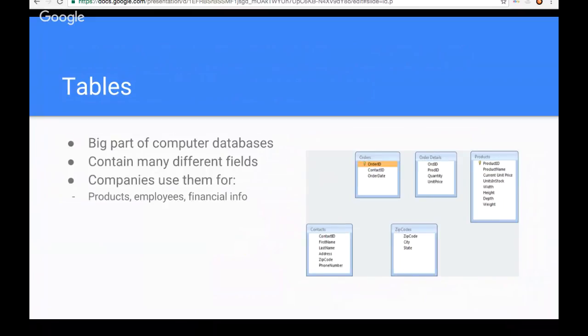So as I've stated in previous slides, tables are a big part of computer databases. Tables contain many different fields, and an example is companies use them for products, employees, and financial information. This helps with keeping everyone's information together and making sure no one has to deal with poor information being provided. And as you can see on this one, you've got orders, order details, products, contacts, zip codes. So all of these rely on one another. All of them combined contain a lot of information that is essential to how day-to-day functions are carried out.